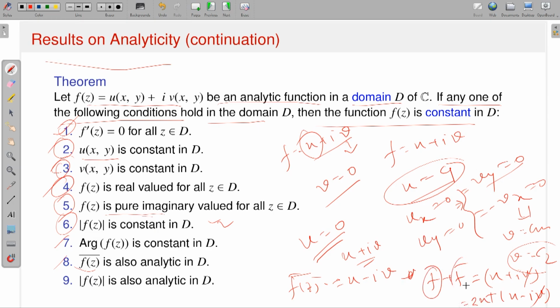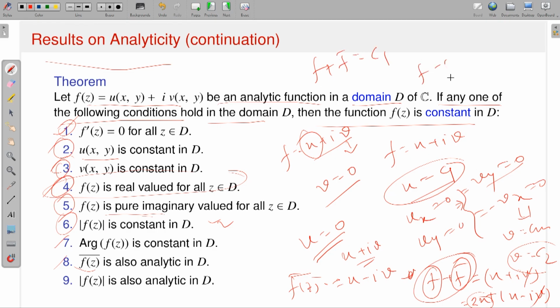Now f is analytic, f bar is analytic, and the sum of two analytic functions is analytic. So the left hand side is an analytic function. But what values is that analytic function taking? 2 times u, which is purely real valued. So you have an analytic function which is taking purely real values, and if an analytic function takes purely real values, it has to be constant. That means you can easily say that f plus f bar is constant.